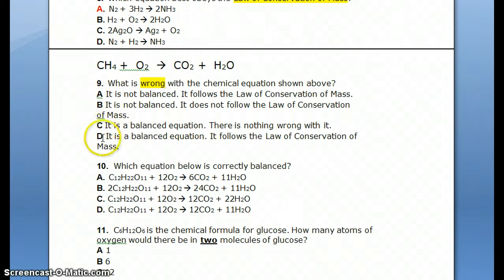So I can get rid of C and D because C and D are talking about balanced equations. So A says it is not balanced. It follows the law of conservation of mass. Well, if it's not balanced, it's not going to follow the law of conservation of mass, which says that I can't create or destroy atoms. Basically, what I start with is what I end with, even though the atoms can rearrange themselves. So the best answer choice was B.